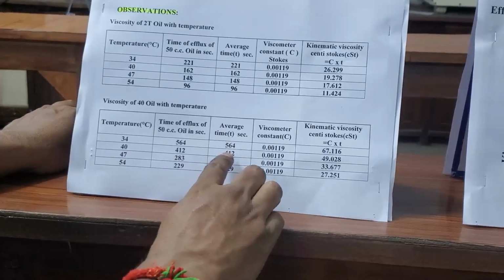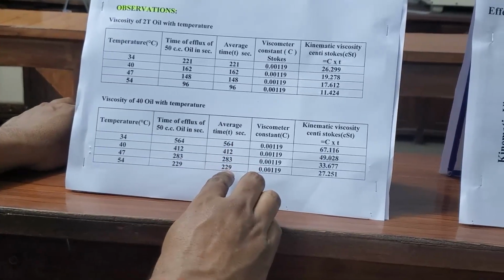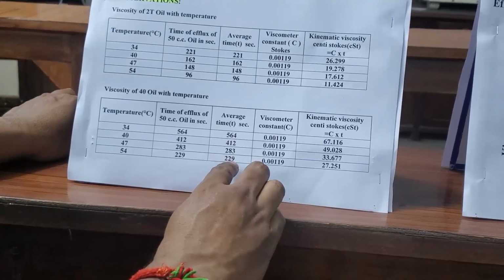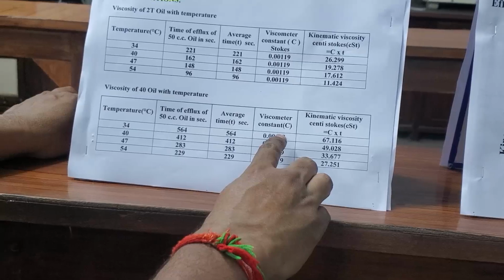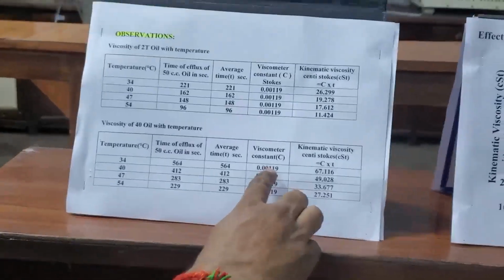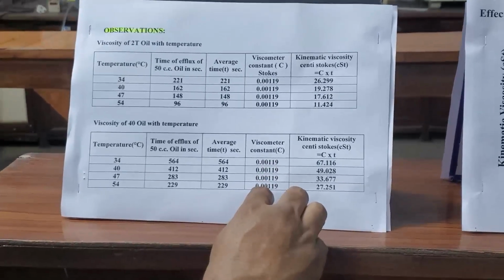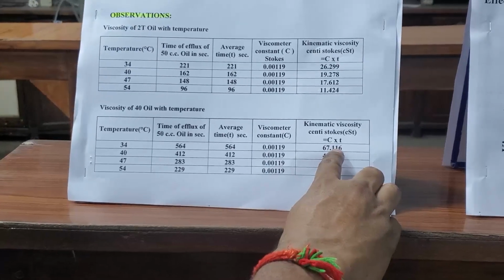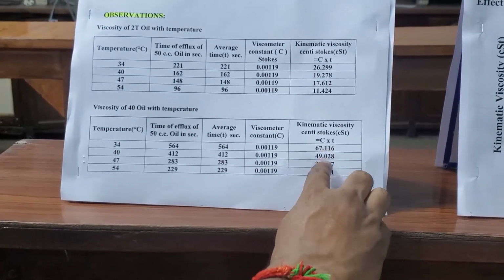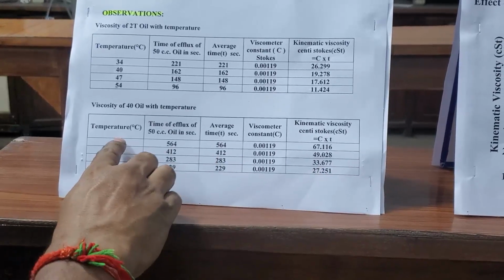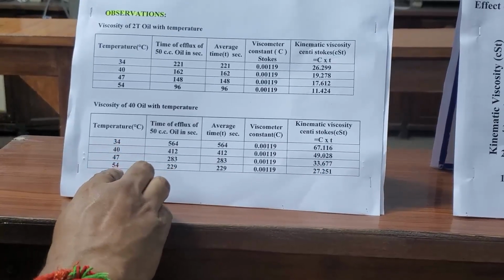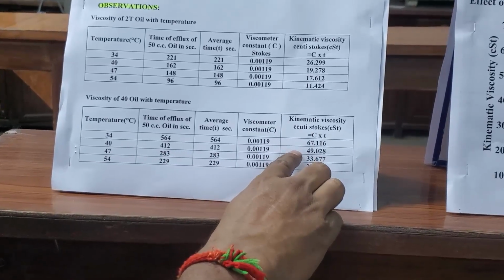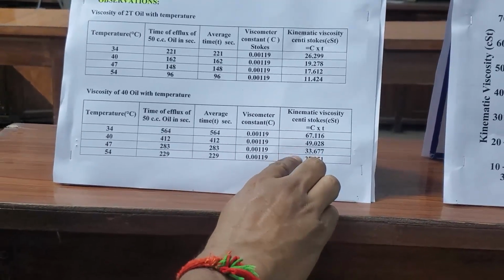Here also we can see the average timing, that is the time of efflux of 50 cc oil in seconds. We used the same viscometer, viscometer 1, so the constant is the same. So we got the kinematic viscosity in centistokes here also. Here also we can observe that with increasing temperature, from 34 to 54 degrees centigrade, the kinematic viscosity is decreasing from 67 to 27.